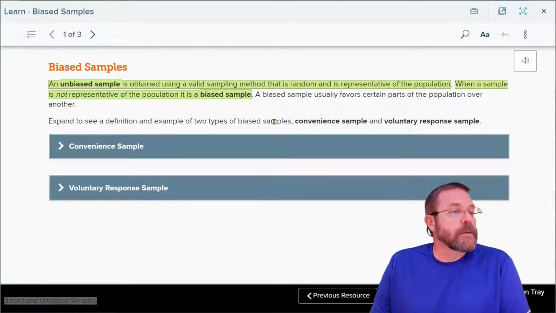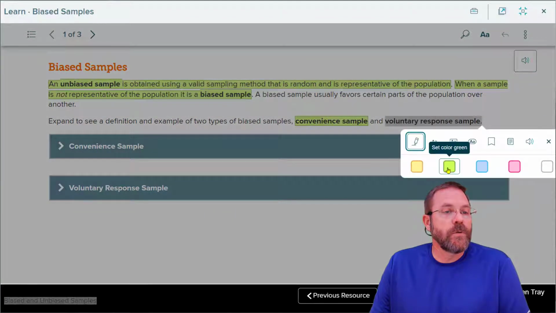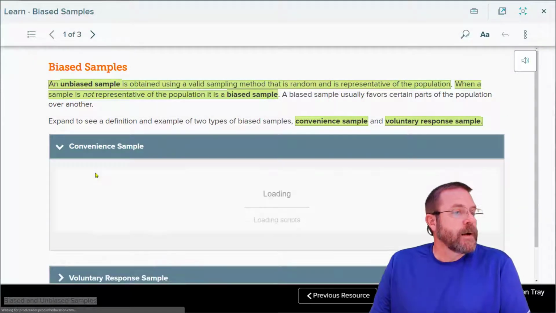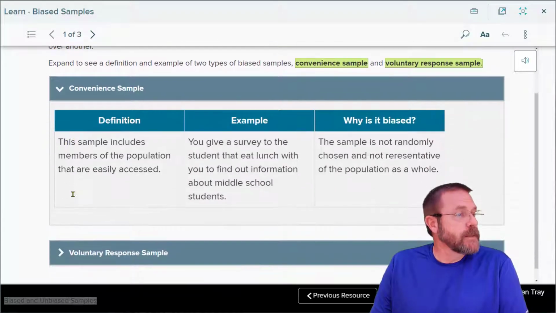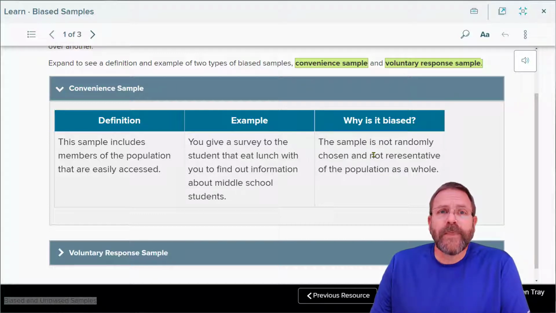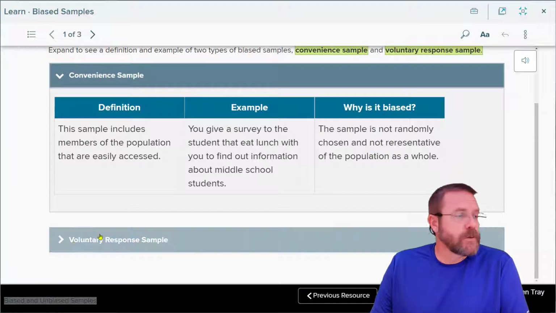Expand to see the difference between biased convenience samples, which we're going to have right here, and we're also going to be looking at voluntary response samples, which are two of our different biased samples. A convenience sample includes members of the population that are easily accessed. You give the survey to the students that eat lunch with you to find out information about the middle school students. This is not a randomly chosen sample, and it's not representative of the whole population, because the people you eat lunch with probably think more or less along the same lines you do.